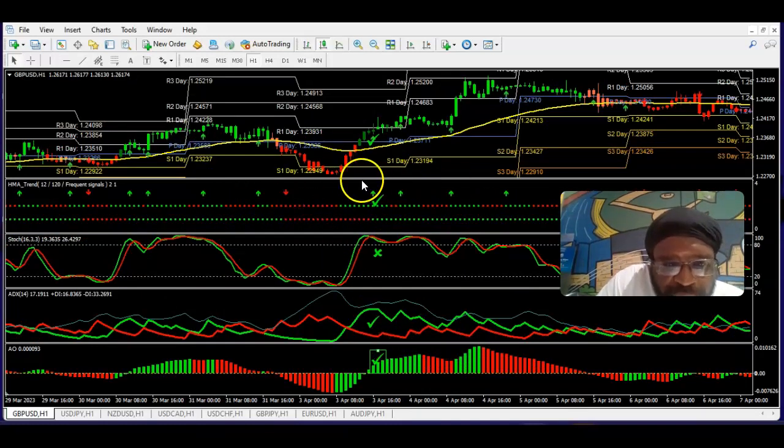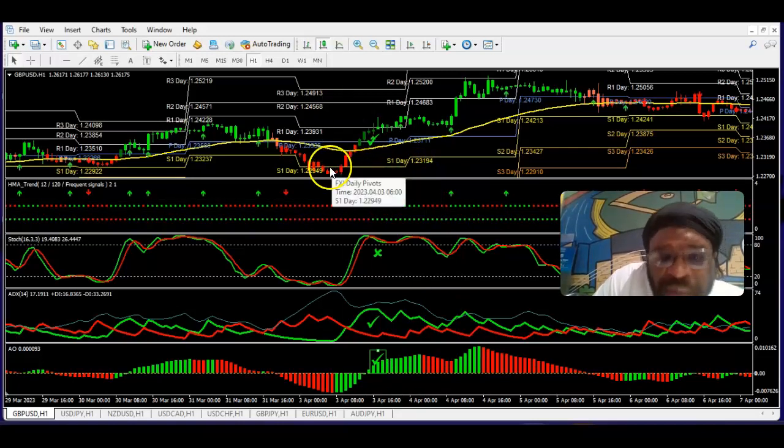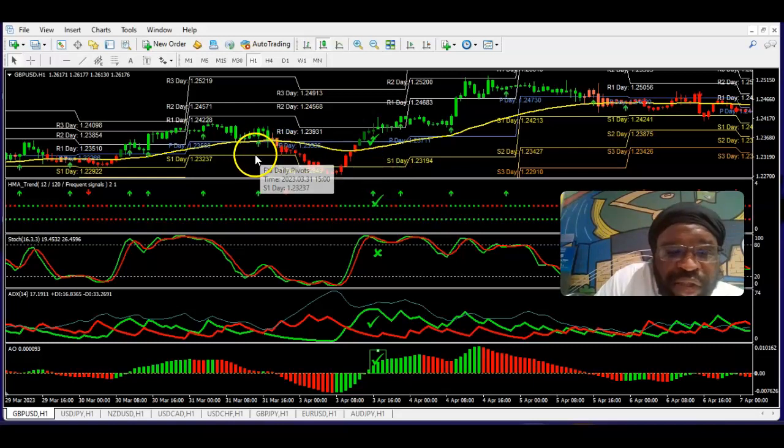But here's one we could have taken. Now, the pivot points' job is that we're going to use pivot points not just as support and resistance, but as a take profit level.